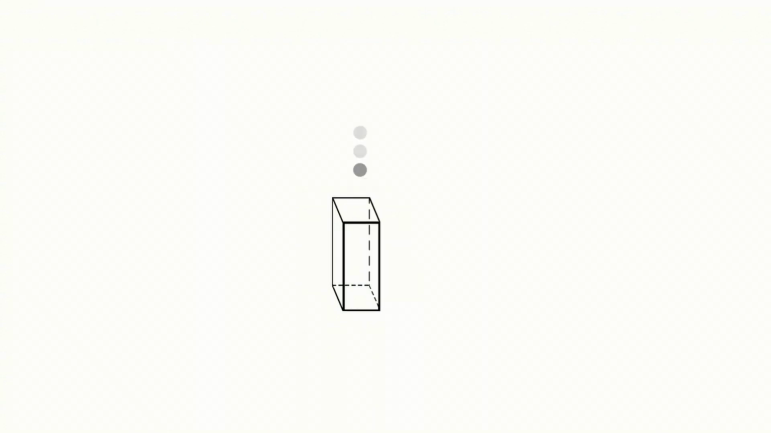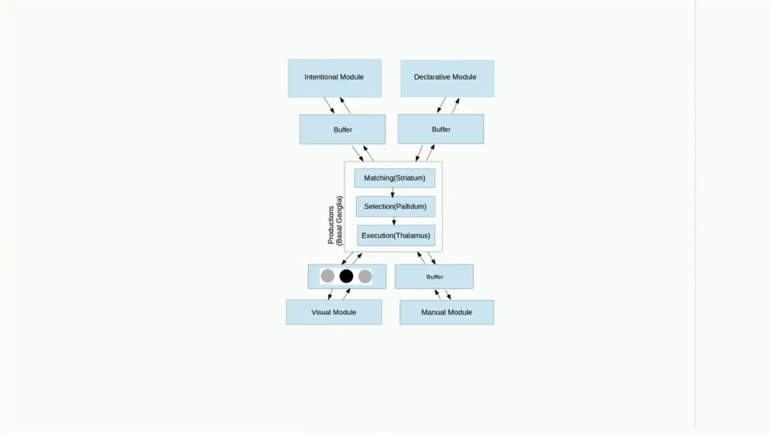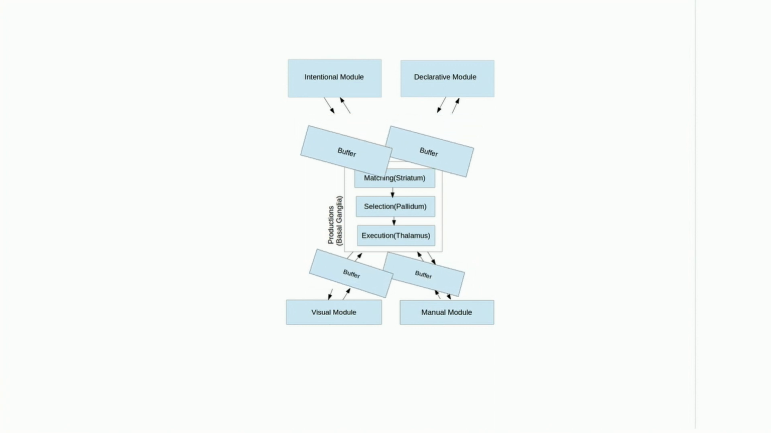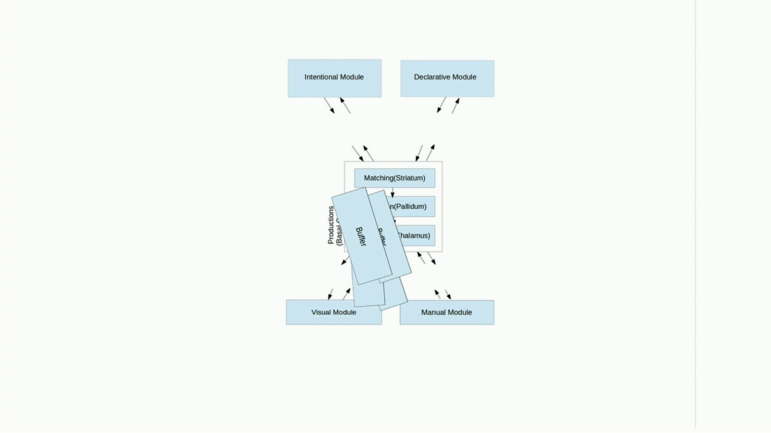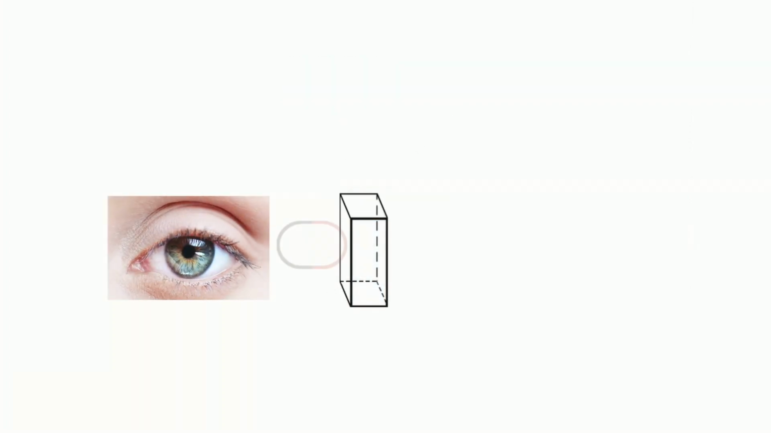A buffer can be thought of as a container holding information. A buffer temporarily holds and transfers information between modules. Here, the content of all the buffers will be visualized as a single transparent 3D box. The buffer container moves information between modules.